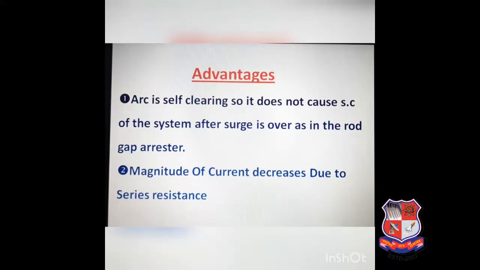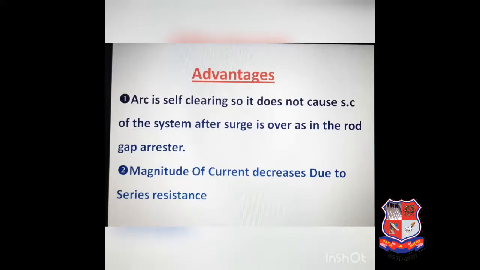Friends, what happens in the rod gap arrestor? In the rod gap arrestor, a small voltage is sufficient to maintain the arc in the rod gap. But as far as the horn gap arrestor is concerned, a very high voltage is required to maintain the arc. So that is a very good advantage of the horn gap arrestor.